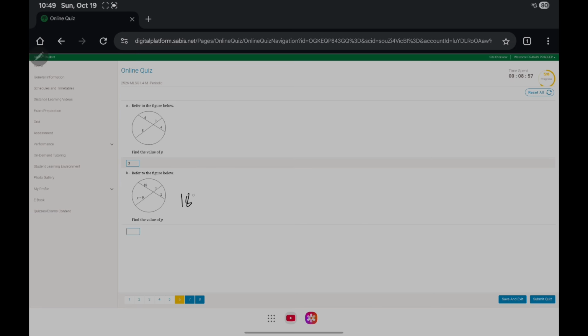For b, we do 18 times 2. That gives us 36, alright, equals y times y minus 9. This times this. So you just have to simplify this part. y squared minus 9y equals 36.